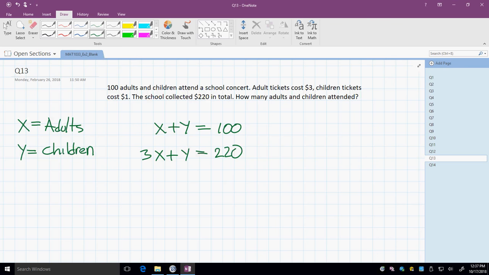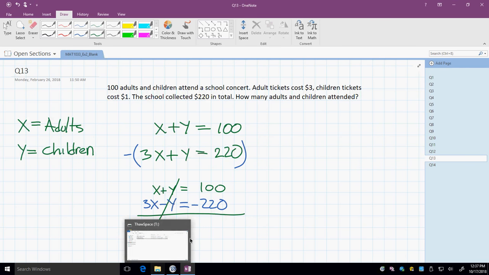They want to know the total number of children and adults. So we can do this. Elimination will be the easiest. So I would like to multiply the second one by a negative. That will give me negative 3x, negative y, negative 220. I'm going to rewrite the first one, x plus y equals 100. That allows me to cancel y. Now I have 4x equals negative 120.